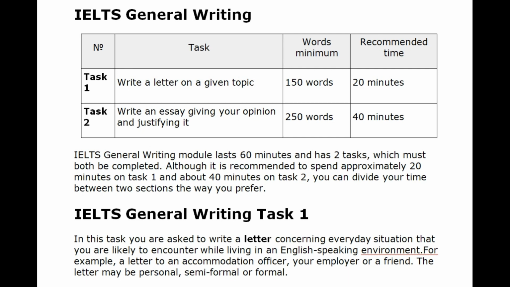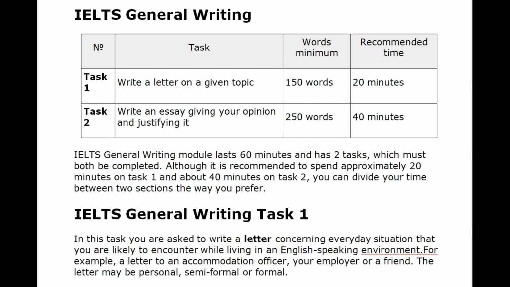The IELTS general writing module lasts 60 minutes and has two tasks which must both be completed, although it is recommended to spend approximately 20 minutes on task 1 and about 40 minutes on task 2. You can divide your time between the two tasks the way you prefer.